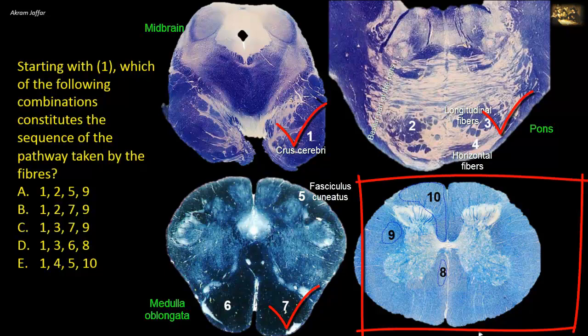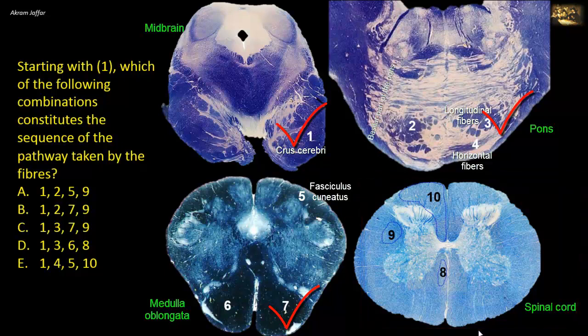The last section is a section of the spinal cord in which 10 is excluded for being part of the dorsal column pathway, which is sensory. 9 is the lateral corticospinal tract, and this constitutes 75 to 90% of the pyramidal fibers that decussate in the pyramidal decussation. The remaining non-crossed fibers constitute the anterior corticospinal tract in 8.